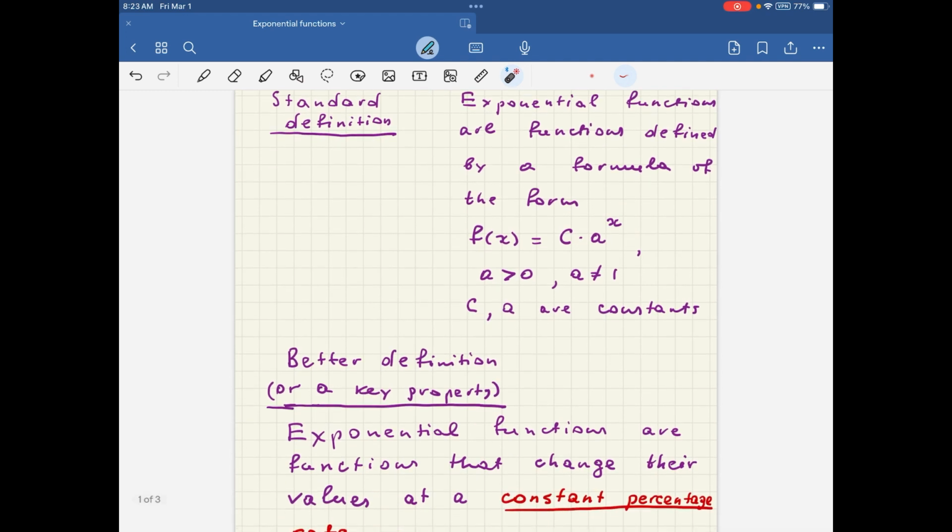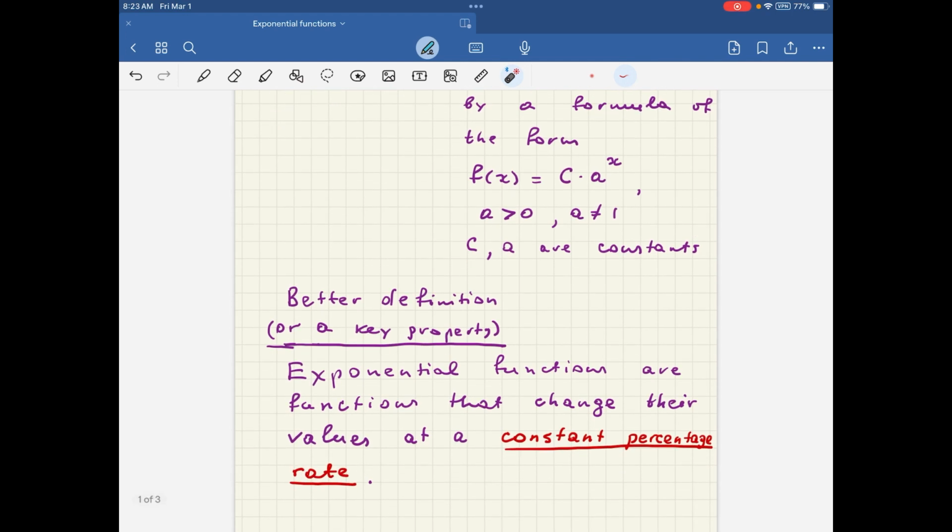The disadvantage, and probably frequently frustrating aspect, of this definition is that it doesn't really tell you anything about these functions unless you already know something about functions of this form.